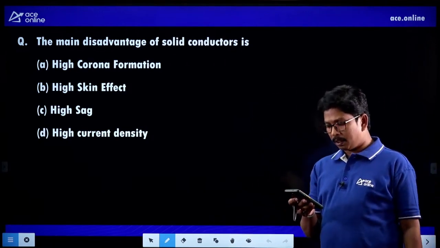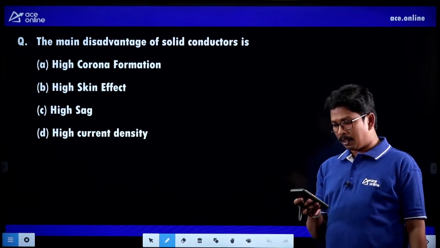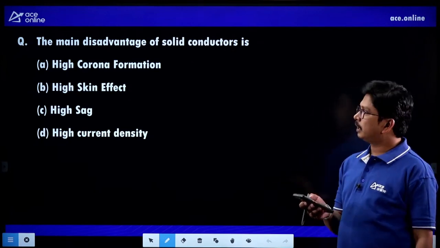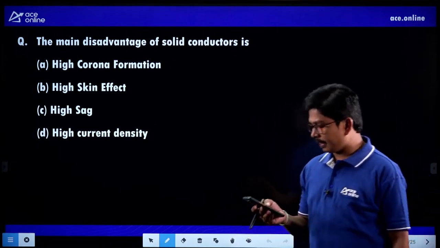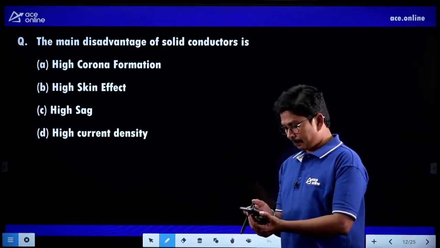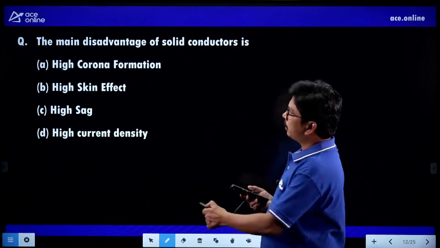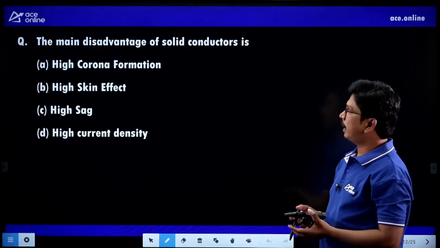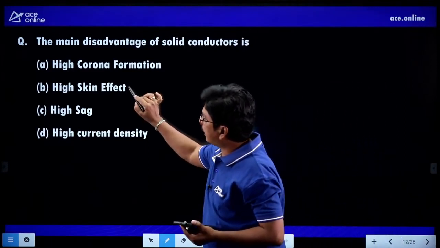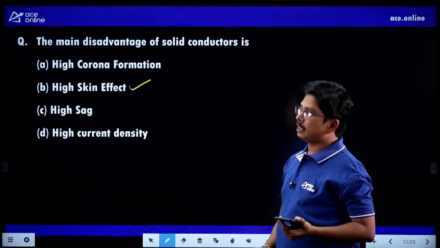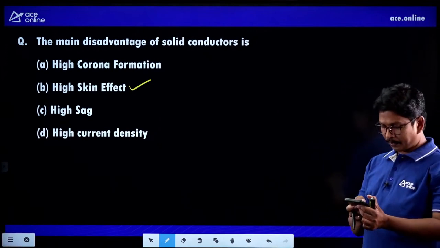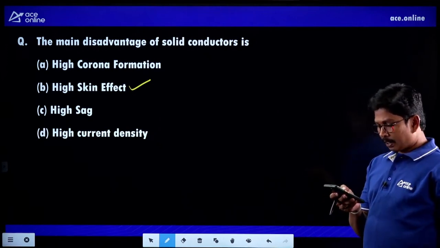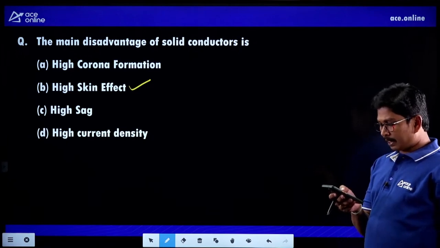Santosh Kumar, Durga Prasad Chari, Amala, Akshara, yeah, Upendra Nani gave it first. It is having high skin effect. Very good everybody. So what is the main disadvantage of the solid conductor? They have high skin effect. High skin effect is the major disadvantage of solid conductors. Very good everybody. Right, we'll go for the next question.